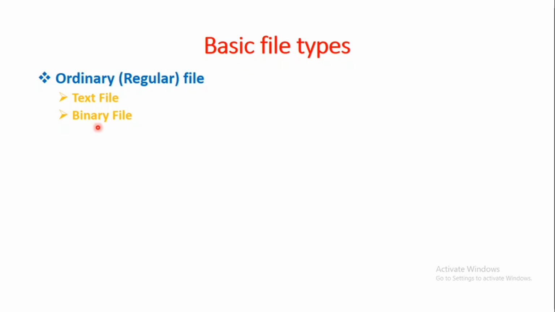And most of the Unix commands are binary files, and also image files and video files can be considered as examples of binary files. Okay. The second major category is directory file. As previously said, Unix considers everything as a file, including the directories.